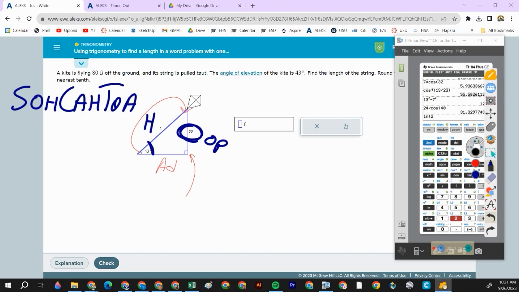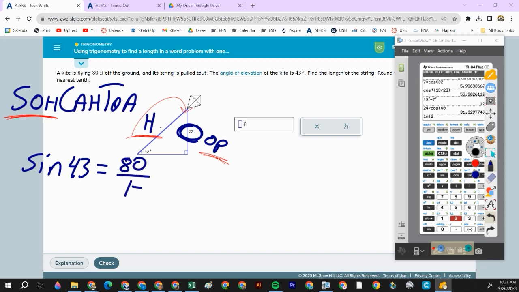Now, there is a formula that you can use, but it's not one that you've learned yet. So, O and H is going to require that I select the sine. So the sine of 43 is 80 over H. Does anybody not understand that? Okay, where'd you get stuck?